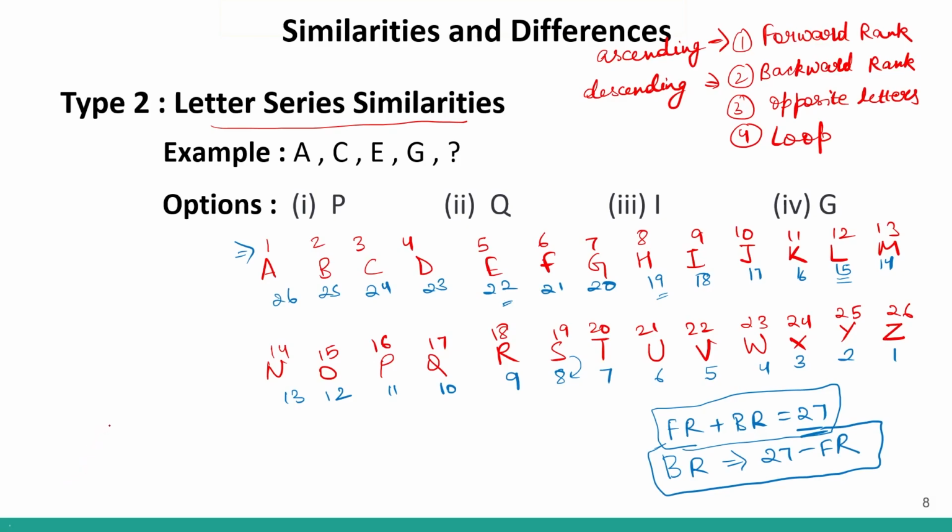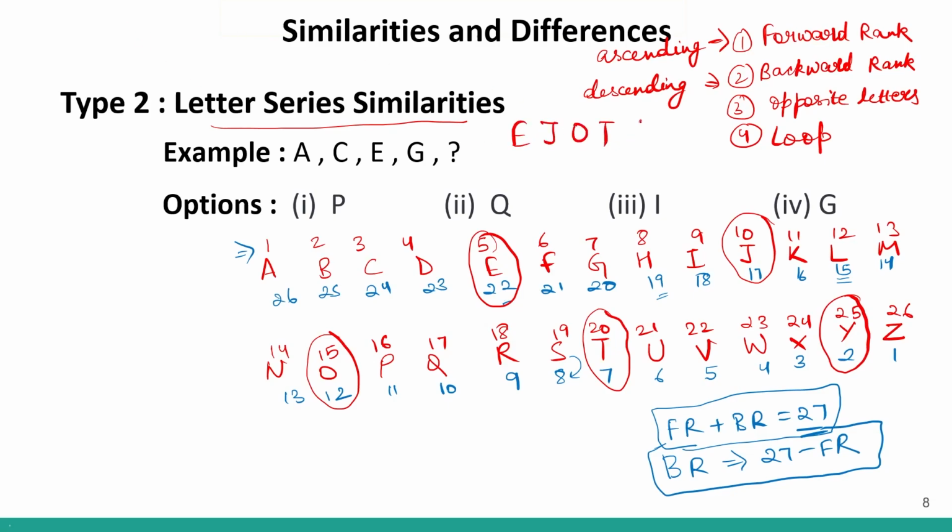Now there's a shortcut to remember the forward rank. Let us take E, J, O, T, and Y. This formula is called EJOTY, and basically E is 5, J is 10, O is 15, T is 20, and Y is 25. So this is a shortcut that you can use to remember the forward ranks.